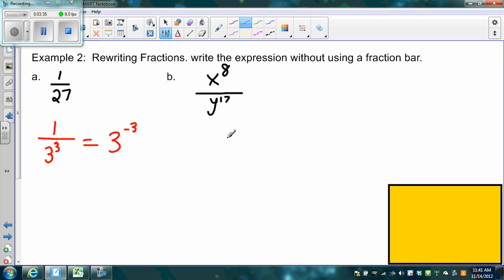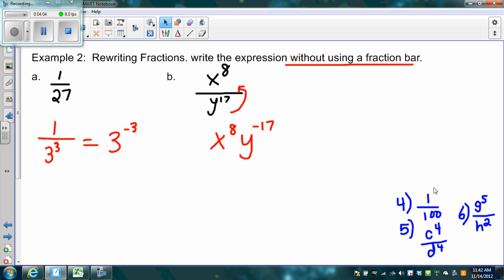Let's also try it here with exponents. So x to the 8 is fine. That's on top. We're going to keep that on top. But if we want to bring this back up to the top, we need to make it y to the negative 17th power. So now we've done it, and you'll have to be careful and read the instructions to see what they're really asking for, but here they specifically wanted it without using a fraction bar.